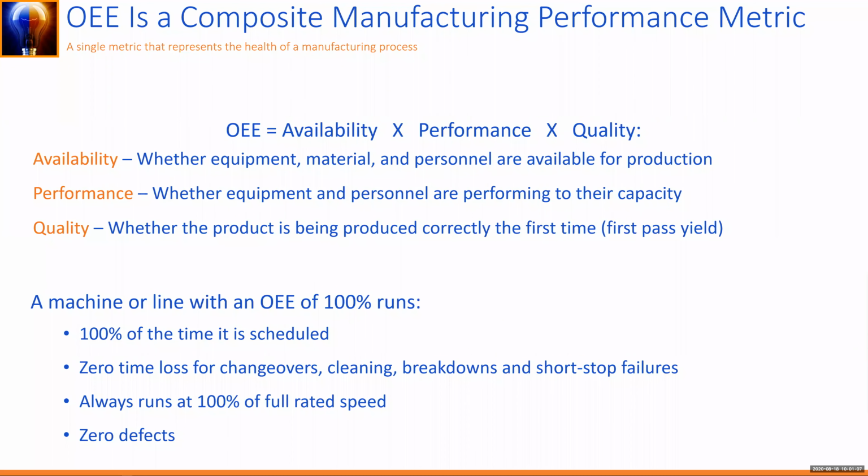So this is important because if a machine has an OEE of 100%, that means that it's run 100% of the time that it's scheduled, has zero time lost for changeovers, breakdowns, short stops, or anything else. It always runs at 100% of its rated speed, and it has zero defects. So good goal for machine performance.